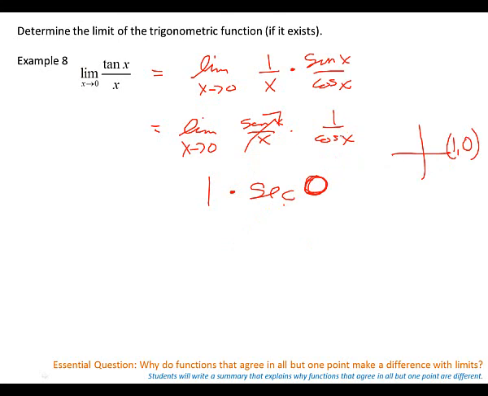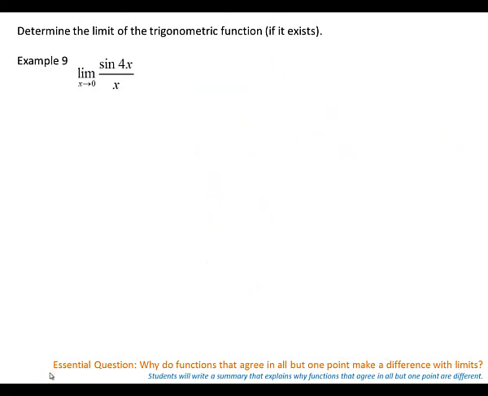Could I have put the 0 in here and it have been okay? Yeah, okay, I could have done it that way. So what do I get for secant of 0? 1. 1 times 1 is? 1. All that for 1. Okay? Alright. A little bit different.